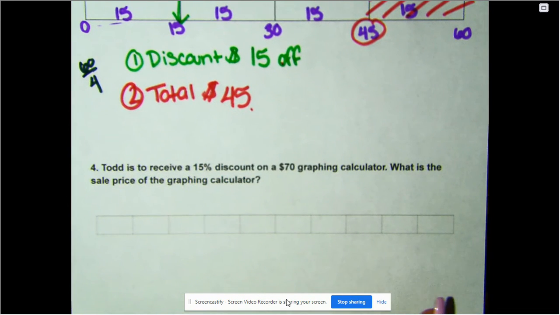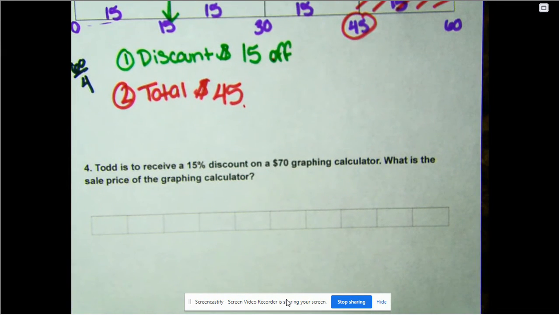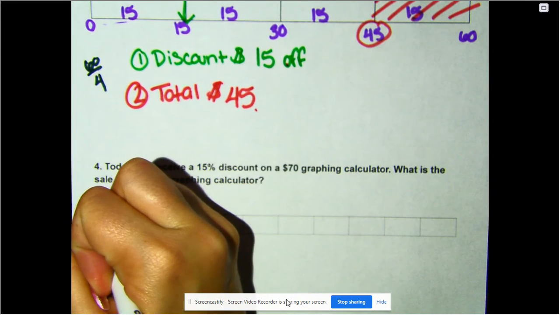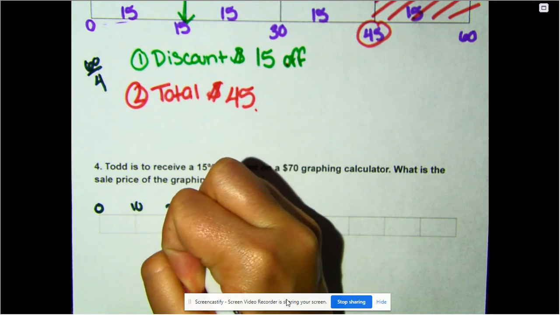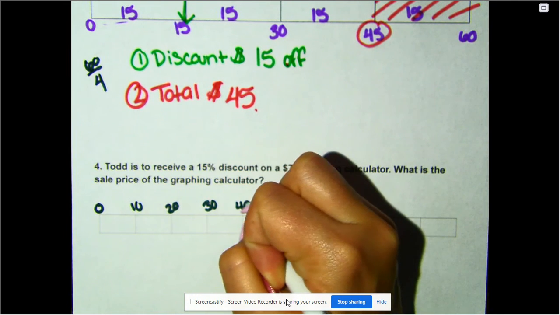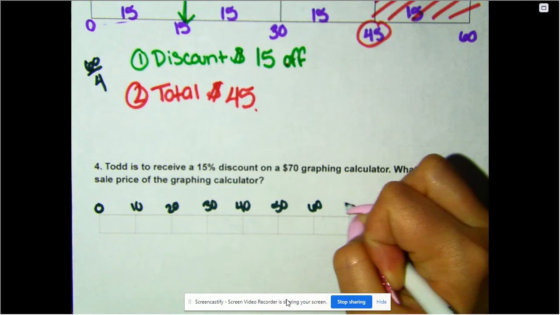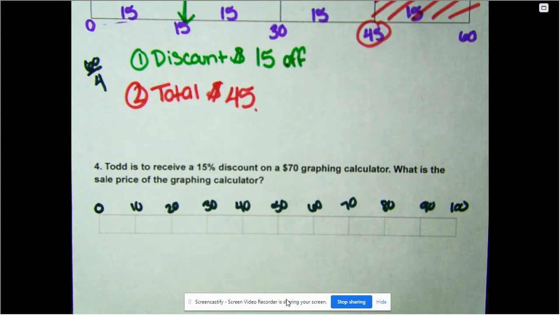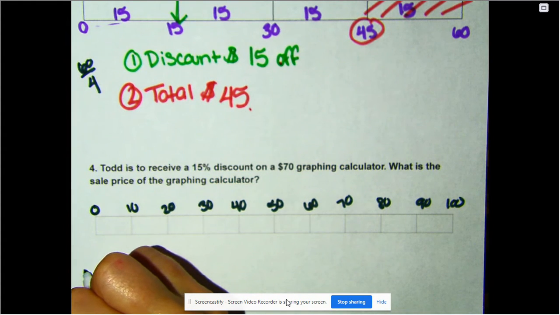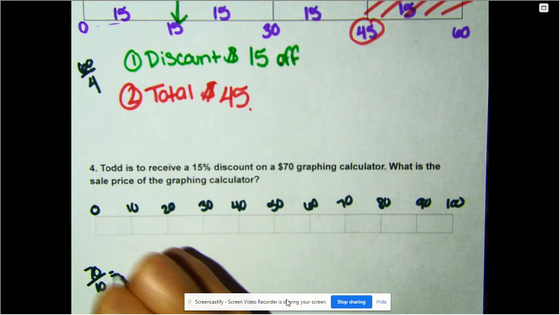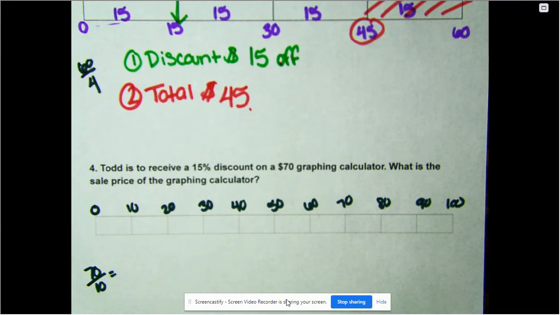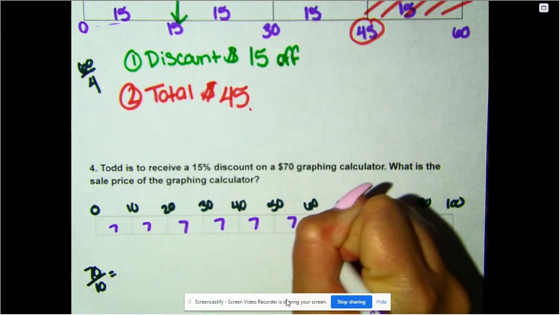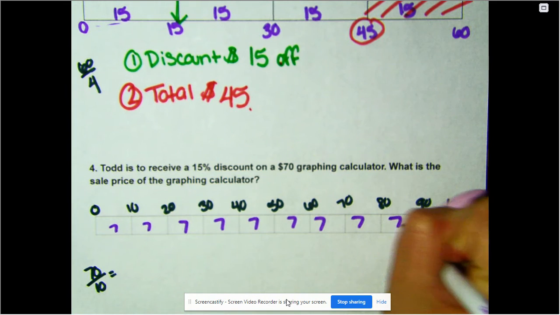Okay, last one. Todd is to receive a 15% discount on a $70 graphing calculator. Okay, so my percentages, I'm going to go 0, 10, 20, 30, 40, 50, 60, 70, 80, 90, 100. Okay, and then we're going to take 70, and I need to divide that by 10. So each section is worth 7. So 7, 7, 7, 7, 7, $7, $7, $7, $7.